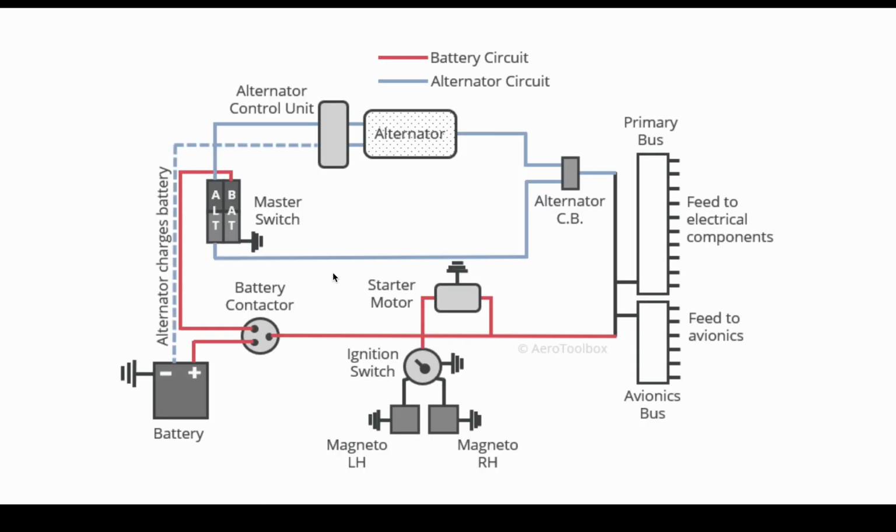This is a diagram of a basic electrical system. We'll go over this in class quite a bit. So just take a look at it and look at some of these major parts like the alternator. See if you can find the battery on here. See if you can find the master switch, the magnetos, and the bus bars. We'll talk about this in class.